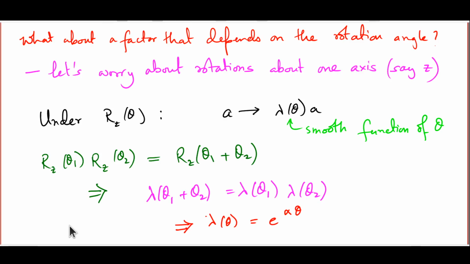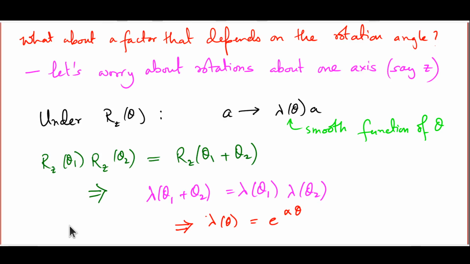Now, if you are going to demand that your final value for the number describing your object will not depend on whether you carried it out in one step, that is, rotated through theta 1 plus theta 2 in one go, or carried it out in two steps, first rotated through theta 2 and then through theta 1, the obvious conclusion would be that this lambda of theta must satisfy lambda of theta 1 plus theta 2 must be equal to lambda theta 1 times lambda theta 2.